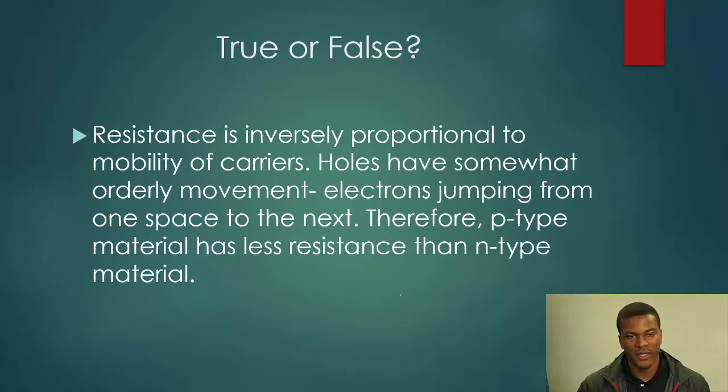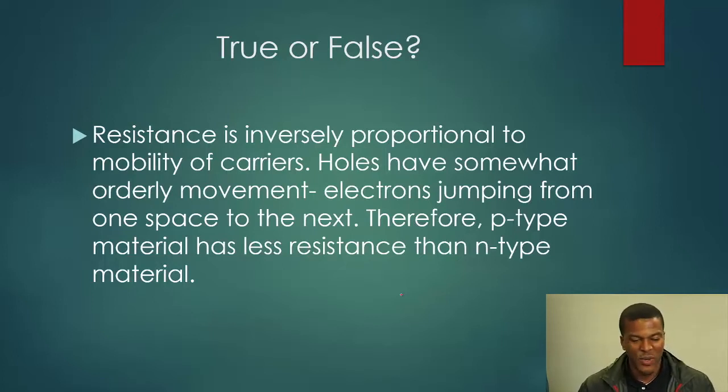True or false? Resistance is inversely proportional to the mobility of carriers. That statement is true. It basically says the more free the carriers are to move around, the less resistance there is. That should make sense. Now, the next statement is true as well. Holes have a somewhat orderly movement, meaning hole movement is defined as electrons jumping from one space to the next.